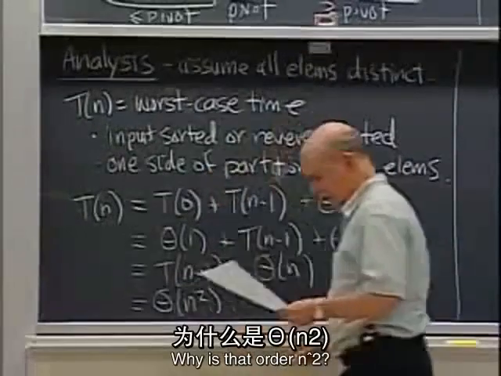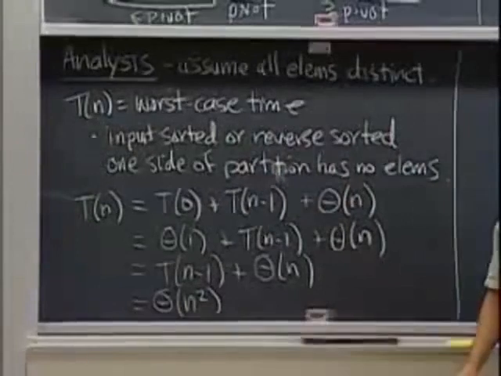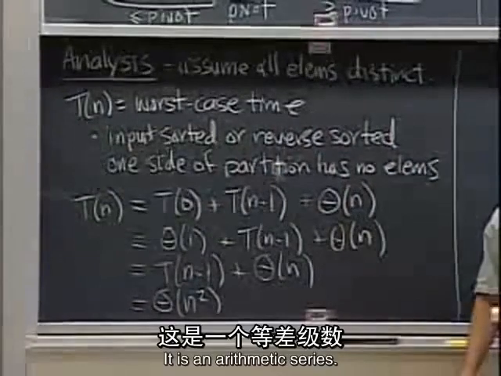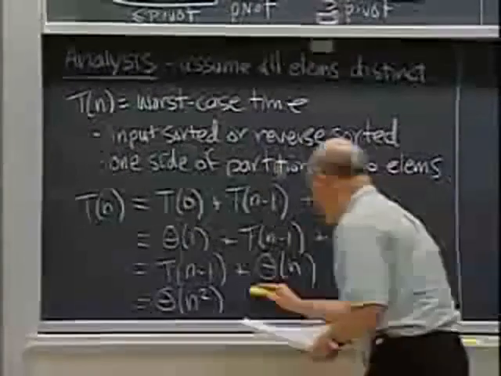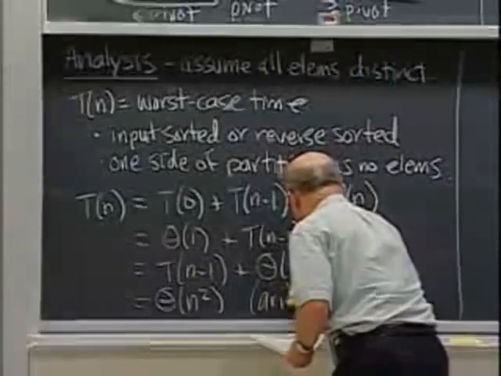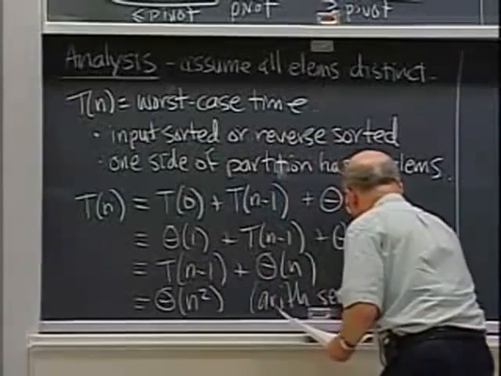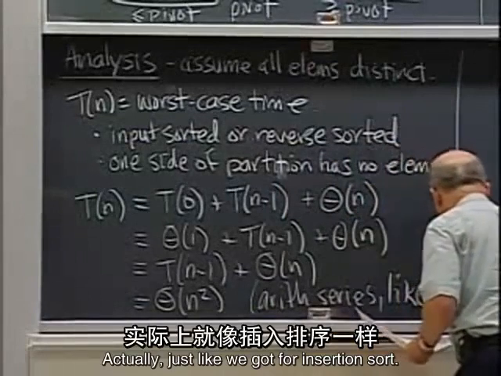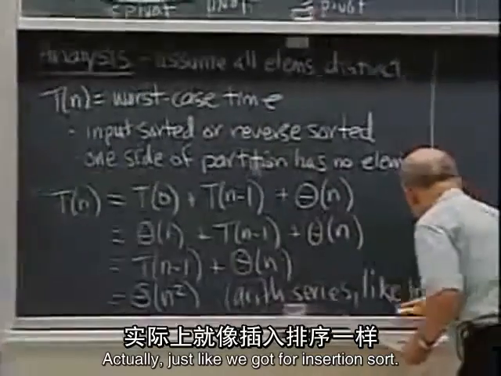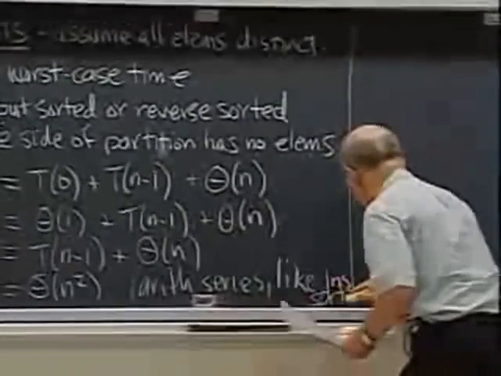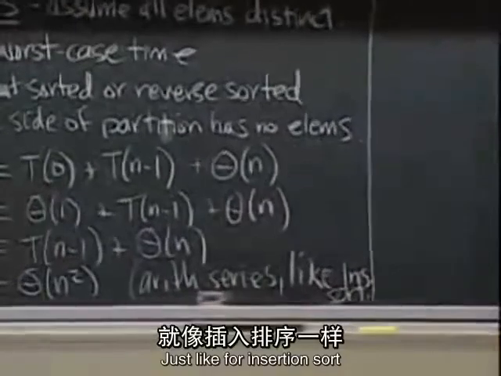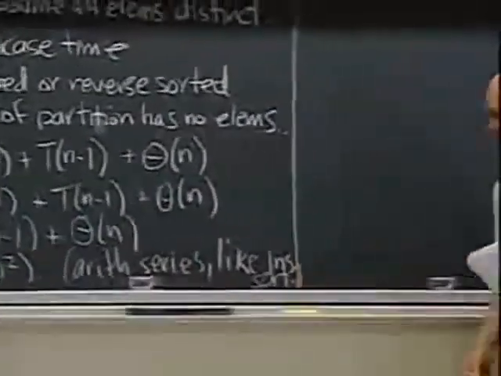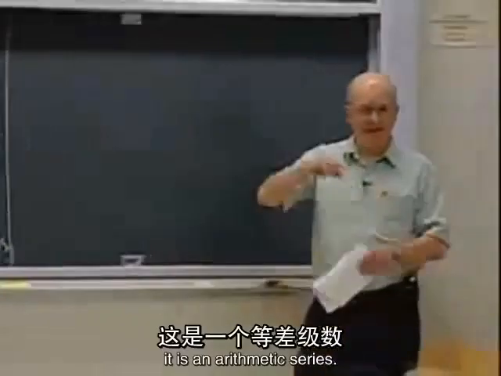Why is that order n squared? Yeah, it's an arithmetic series. Okay? Actually just like we got for insertion sort. Just like for insertion sort. Okay, it's an arithmetic series.